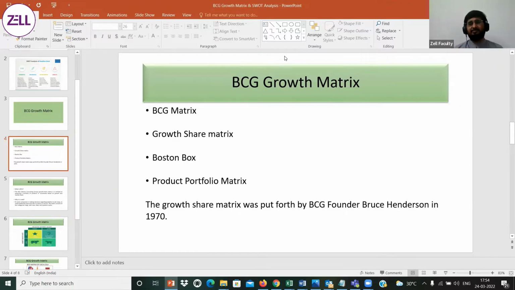Now imagine something that was founded almost 50 years ago is still relevant today. Strange, right? But it is so because the parameters that it used to determine the growth stage in each business are still relevant today. These are the various names. Some call it BCG matrix, some growth share matrix, some Boston box, and some product portfolio matrix. These all are basically the same.